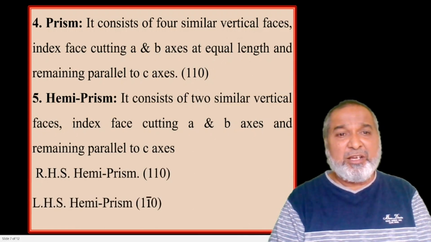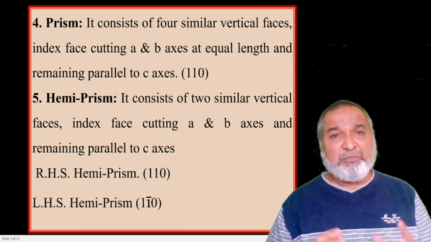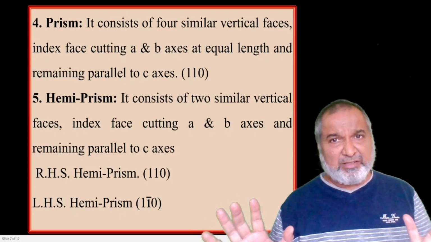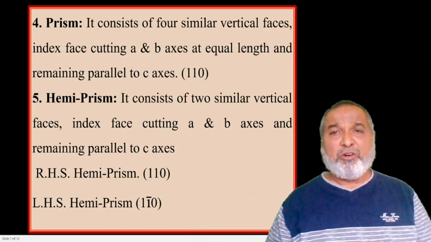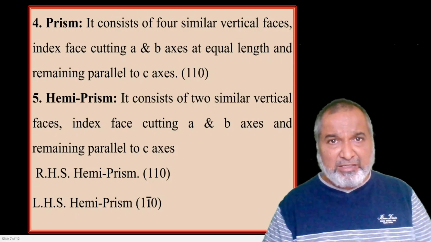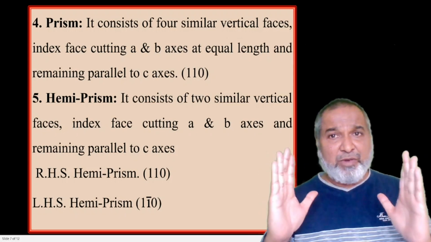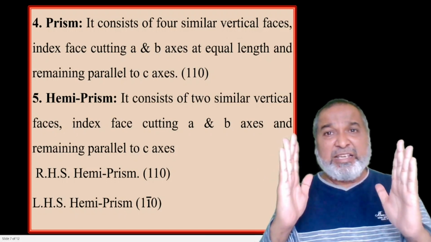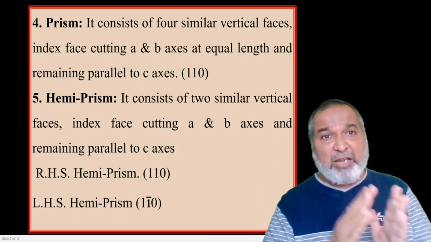What are we going to make out here? The prism. A prism consists of four similar faces. This is the normal definition. It consists of four similar faces. The index face is going to cut the A and B horizontal axes and remain parallel to C. Because when it is vertical, the C axis remains parallel. So A and B are going to cut.